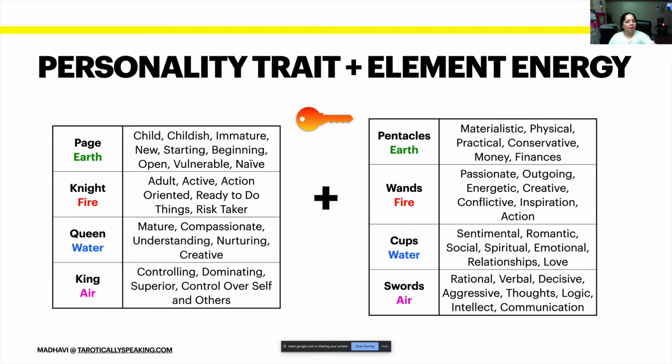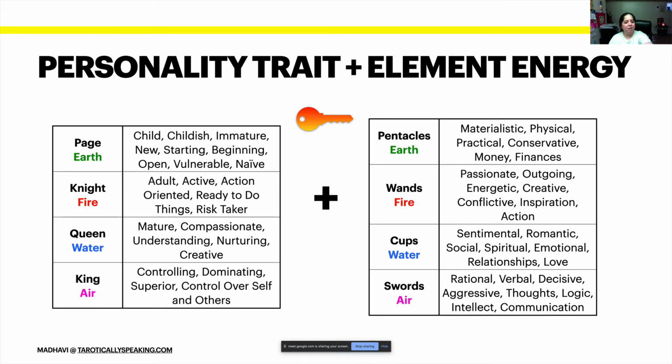On the left, you'll see a table with the qualities of the page, the knight, the queen, and the king, what they represent. And on the right, you'll see a table of what each element is all about. You can literally put one and two together to arrive at the basic template of what each court card stands for. So, for instance, let's take the Page of Cups.